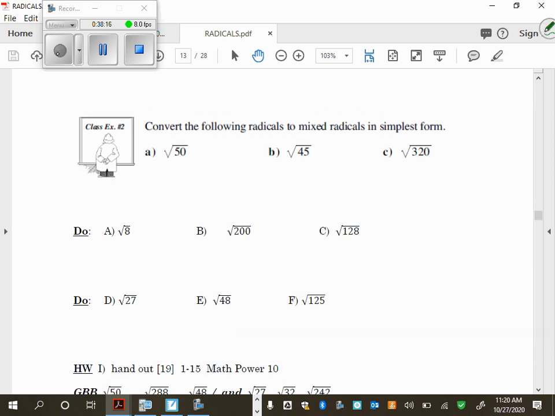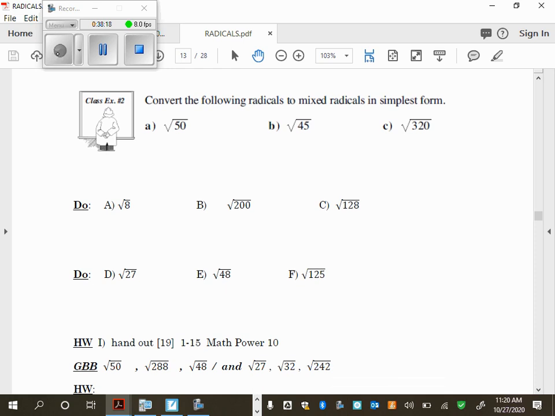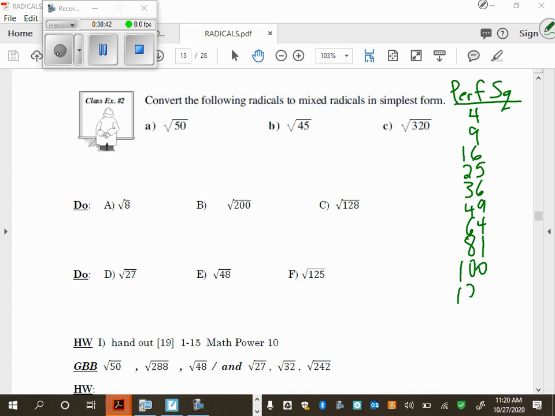So when we get to this page, we're not going to just start with 50. We're going to write down the perfect square chart right here. I'm not going to give it to you. I'd advise you write it down as soon as I give you a quiz or a test. Write down 2 times 2, 3 times 3, 4 times 4. These are all the perfect squares. We need these numbers times another number that equals our radicand.